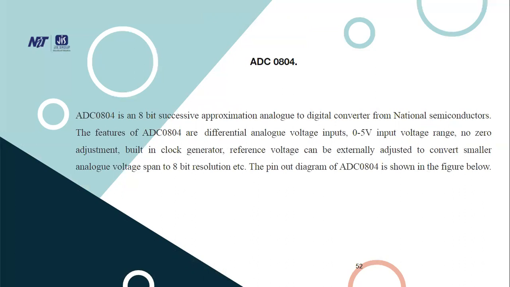ADC 0804 is an 8-bit successive approximation analog to digital converter from National Semiconductors. The features of ADC 0804 are differential analog voltage inputs, 0 to 5 volt input voltage range, no zero adjustment, built-in clock generator, reference voltage can be externally adjusted to convert smaller analog voltage span to 8-bit resolution, etc. The pin out diagram of ADC 0804 is shown in the figure below.